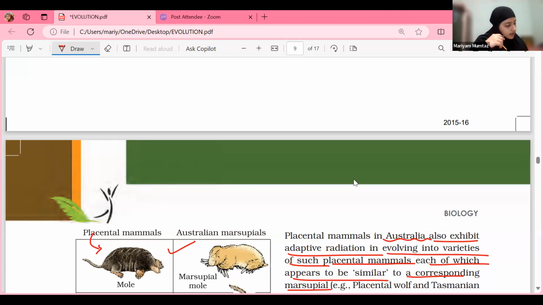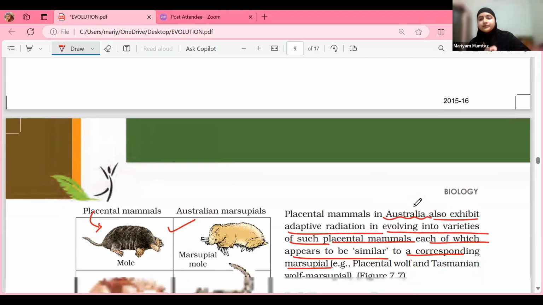Okay. Also see, in homology, what is homology? When they have the same structure, but they perform different functions. So in that I said the vertebrate's brain and the vertebrate's heart are another example of homology. How do you think that can be possible?